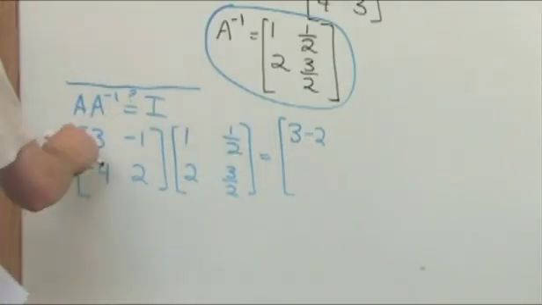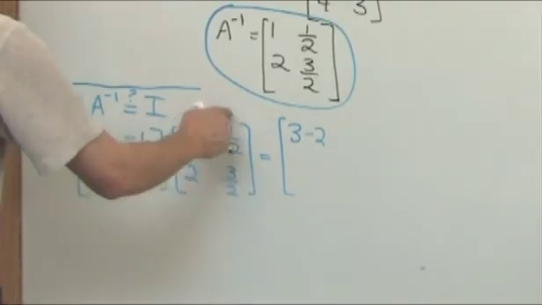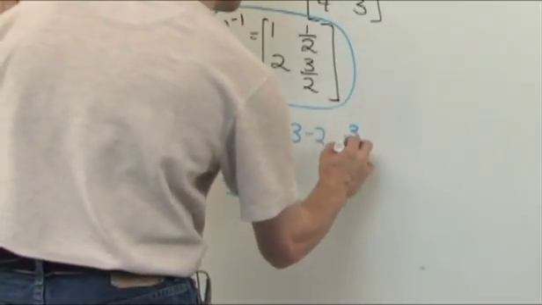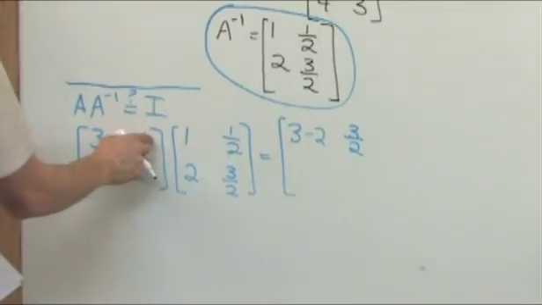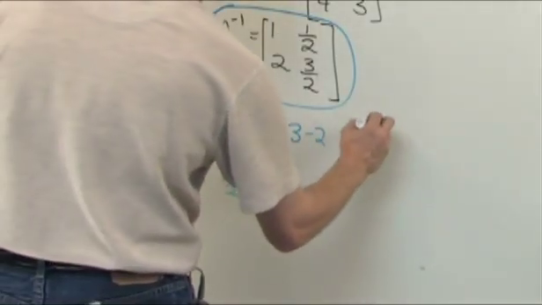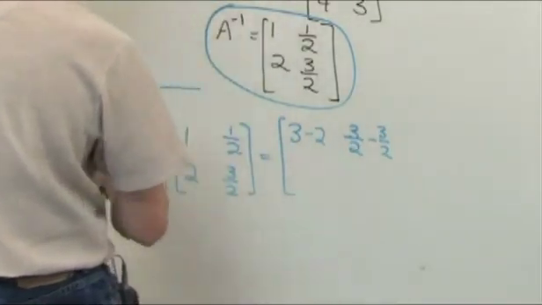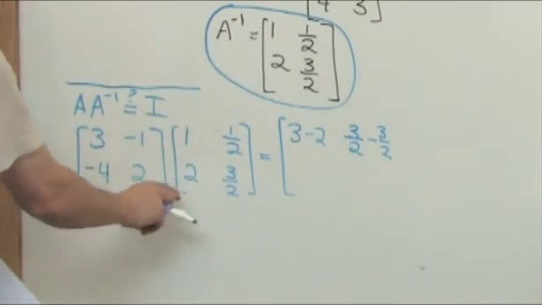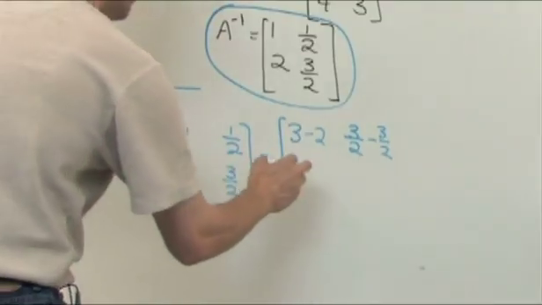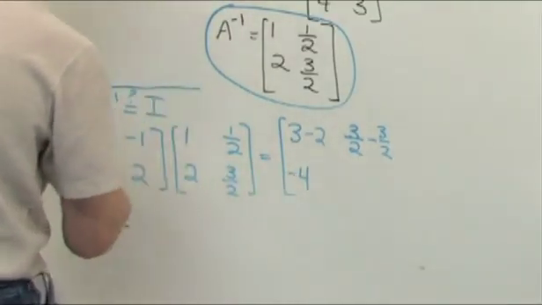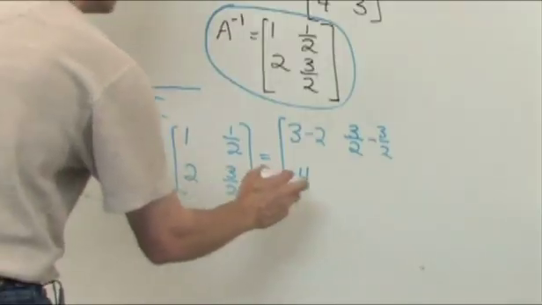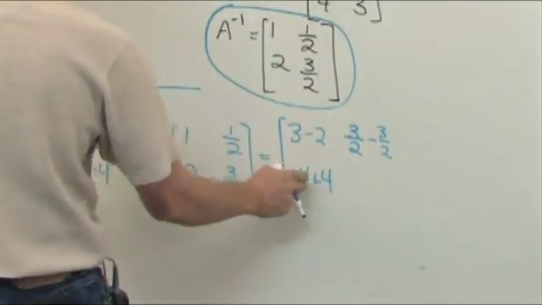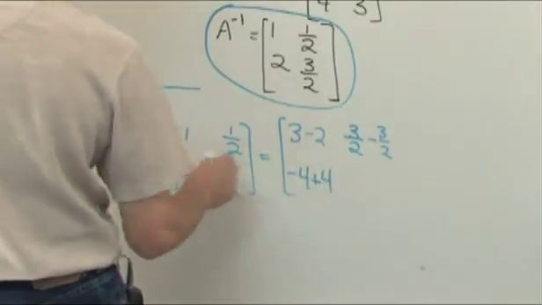Okay, go to the next column. This one times this one. Over and down. 3 times 1/2 is 3/2 plus this times this, which is going to give me -3/2. Okay, over and down. Moving along to the next row, over and down. -4 times 1 is going to give me -4, over and down. 2 times 2 is going to give me the 4. This times this gives me that, and this times this gives me that.